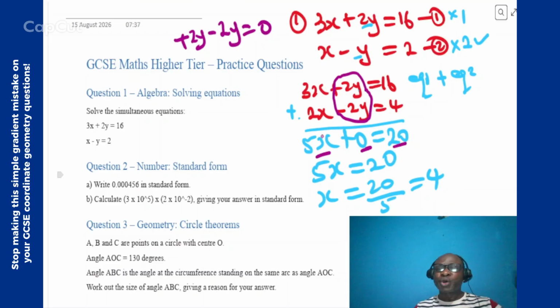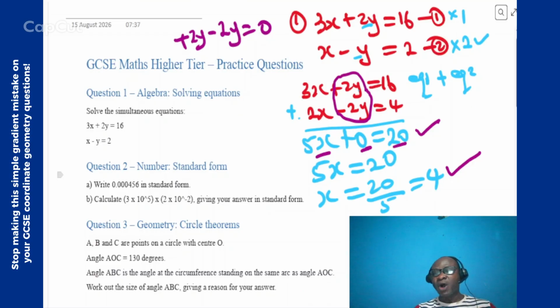Why did I choose to add? Because I saw plus 2y and minus 2y, and I know only addition can make the two of them to be 0. My target in elimination is to make one of the letters to be 0. And that is what I achieved here when I added. Immediately I added, this y was eliminated, and I got only x left. That is how quickly I got the value of x to be equal to 4. Is that okay? Yes, sir.